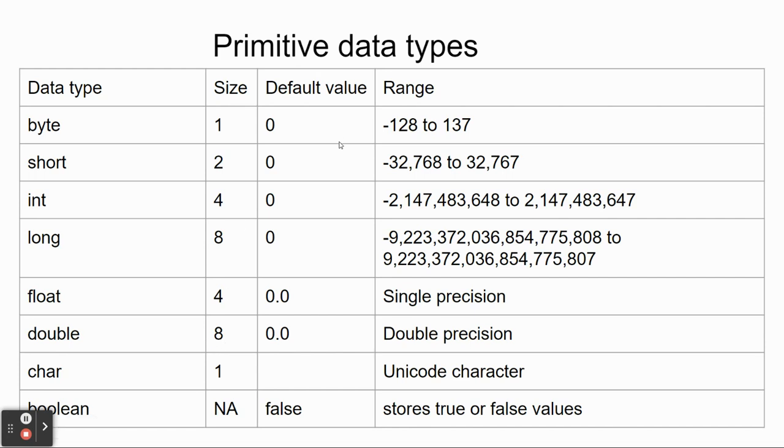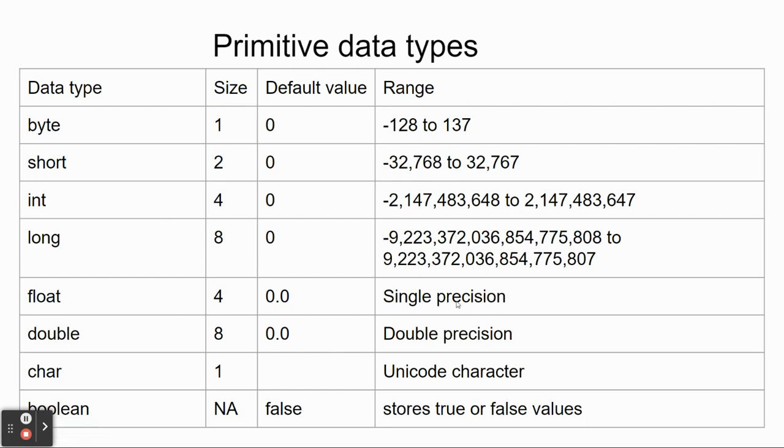Okay, now there are some ranges as well. If you see the last column, it's saying the ranges for each and every variable. The range for the byte is minus 128 to 127. Okay, not 137, 127. Similarly for the short, this is the range. For the int, this is the range.